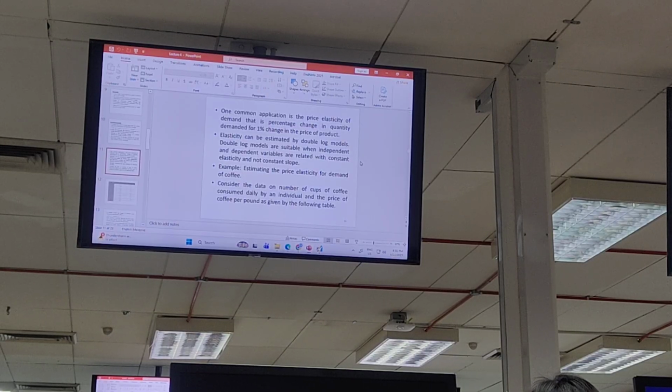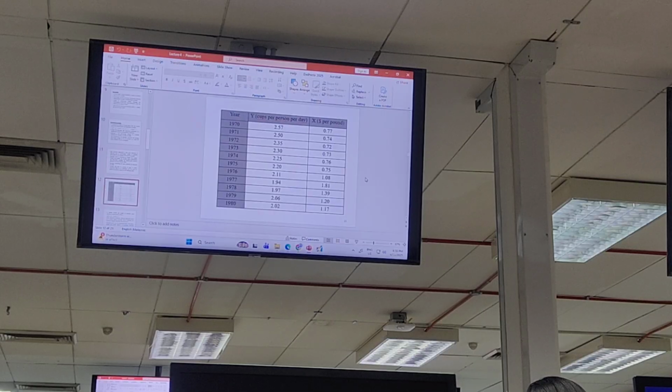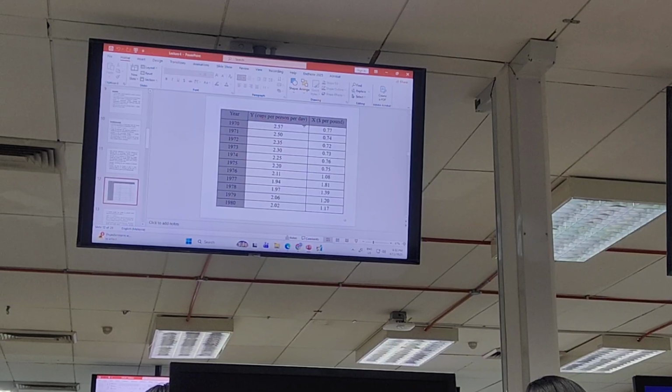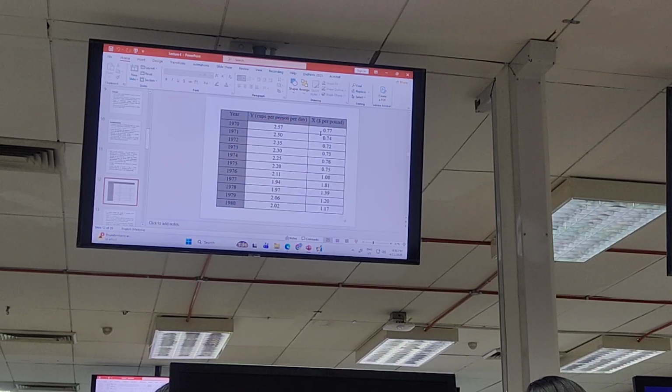Example: estimate the price elasticity for the demand of coffee. Consider data on the number of cups of coffee consumed daily by an individual and the price of coffee per pound, as given by the following table. We have the annual data on the consumption of coffee, number of cups per person per day, on average. And then X is the price. So you have data and you want to estimate the elasticity between the demand and price.